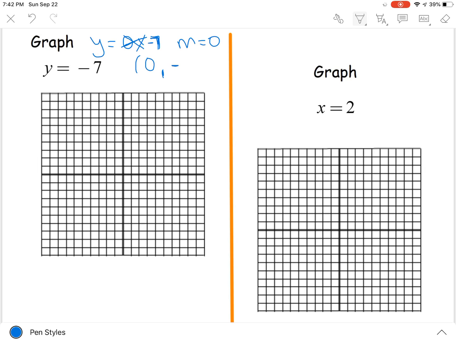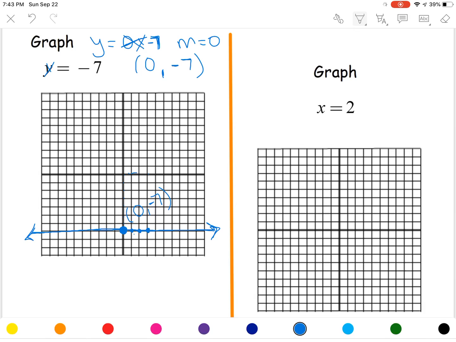But we do have the y-intercept, so we know that the point 0, negative 7 is on this graph. So let's go ahead and find that point. Negative 4, negative 5, negative 6, negative 7. So we're going to draw the line where y is always equal to negative 7. Here would be the point 1, negative 7. Here's 2, negative 7. Here's 3, negative 7. So our line is going to be a horizontal line passing through 0, negative 7. And that's what will happen anytime you have y equal to some number. We'll get this horizontal line. That's our special case where our slope is 0.